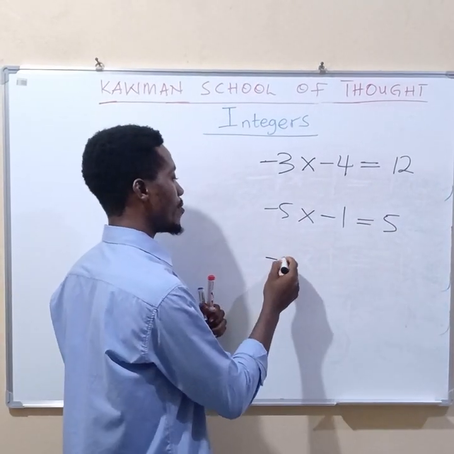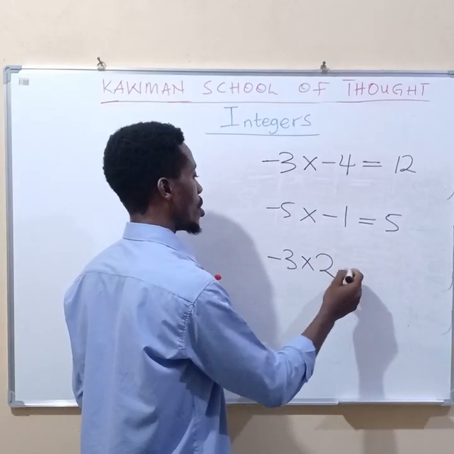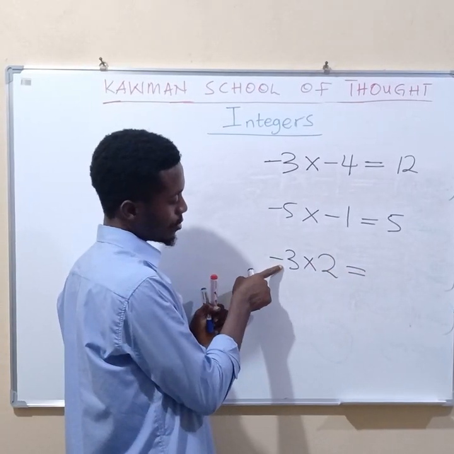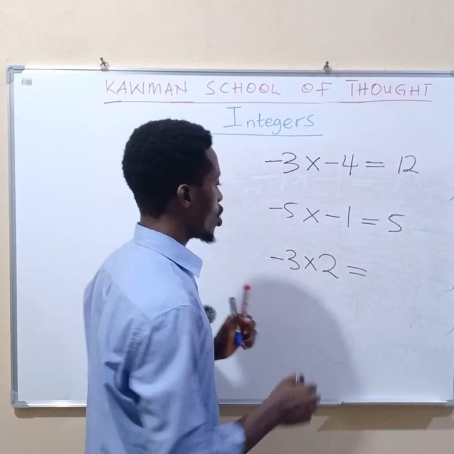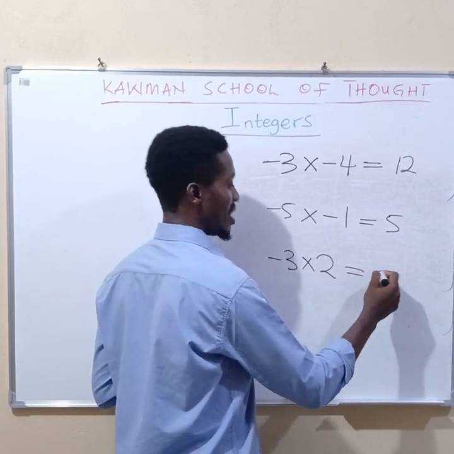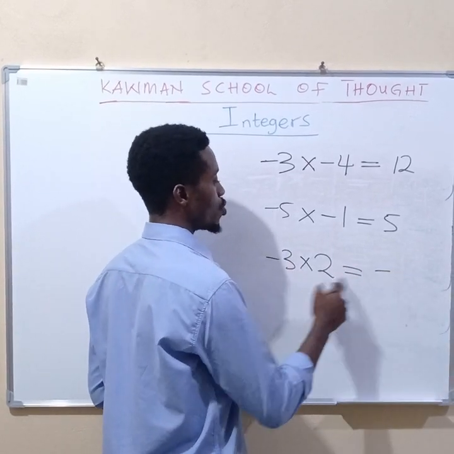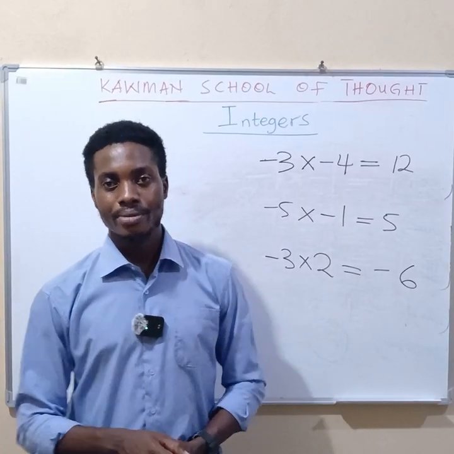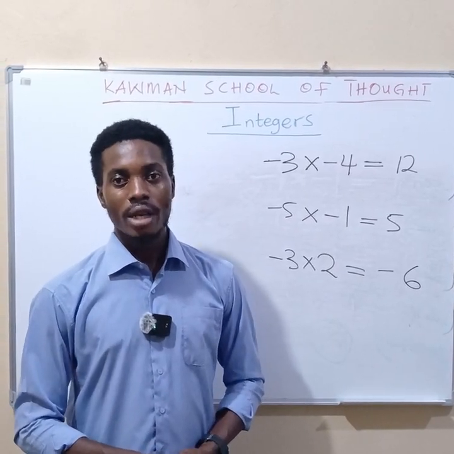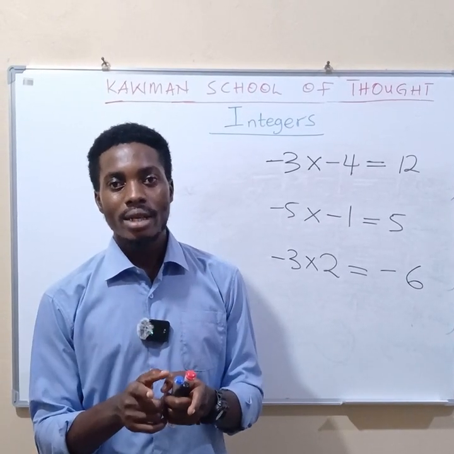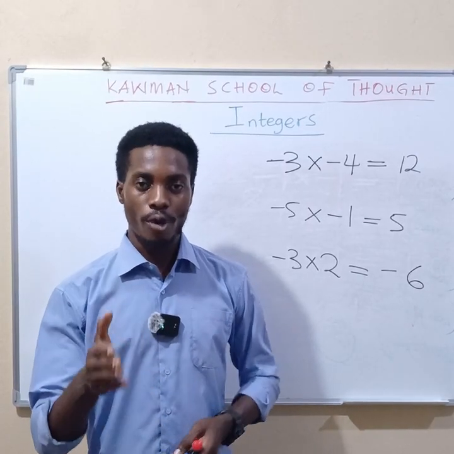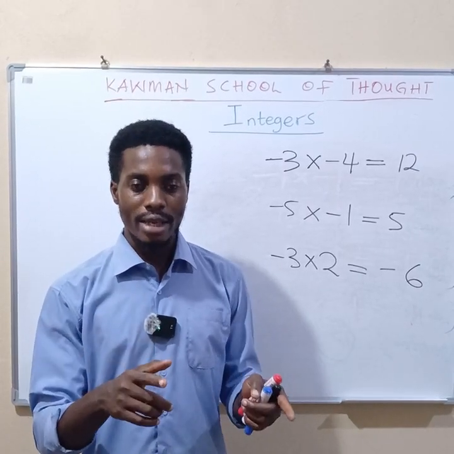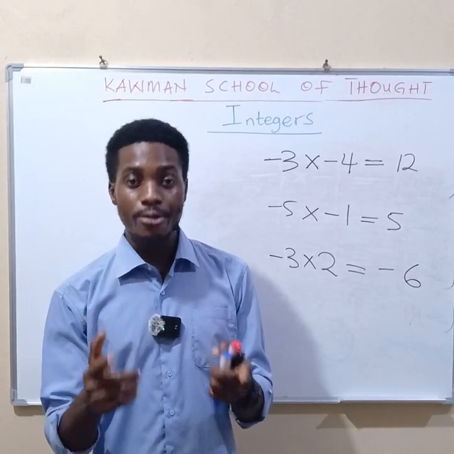Okay, what about negative 3 times positive 2? The answer, now look, this is negative and this is positive. Different signs. So the answer is going to be what? Negative. Just multiply 3 times 2 and it's going to be 6. Have you seen it? So now let's do this mental. Negative 1 times negative 4. You see, same sign. So it's going to be what? Positive 4.